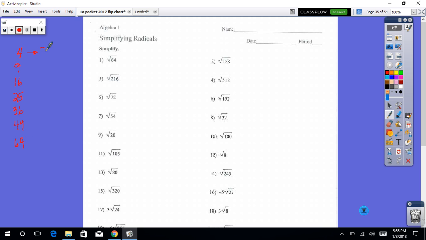Okay, the square root of 4 is 2. The square root of 9 is 3. The square root of 16 is 4. That way, when we're doing these, once we get those perfect squares, they easily pull out to the front and there's nothing to worry about.